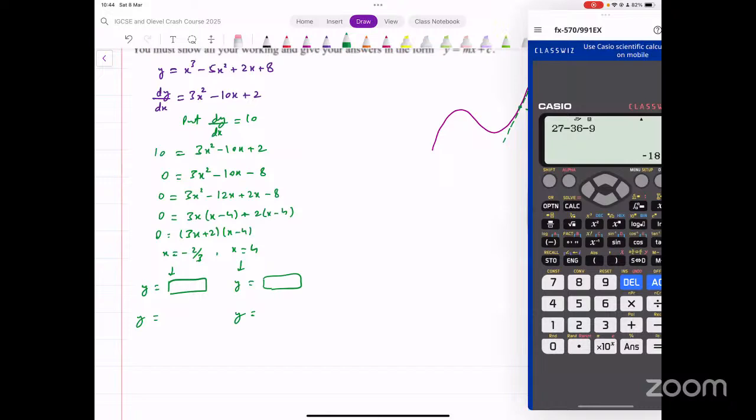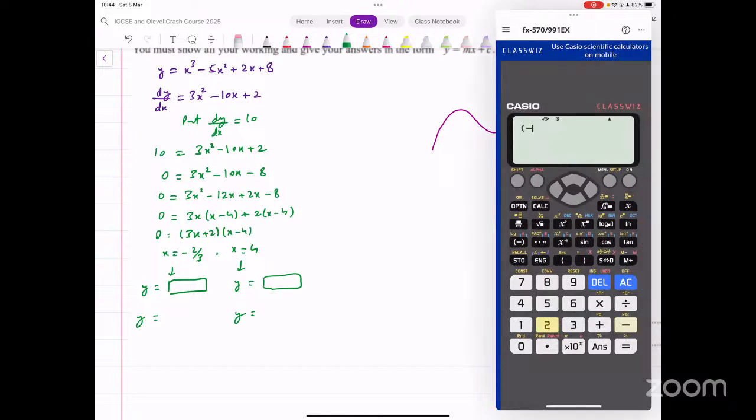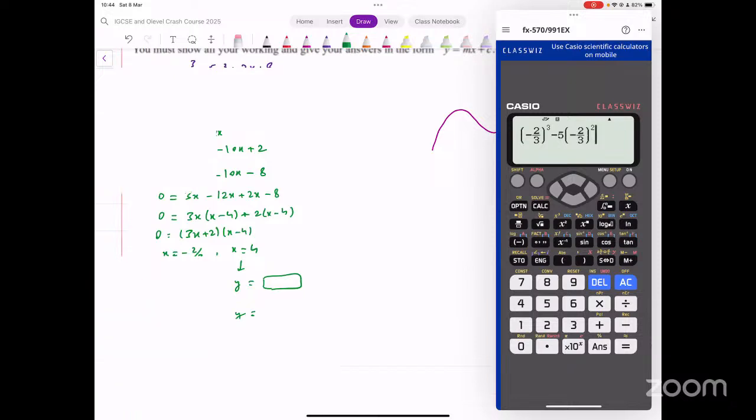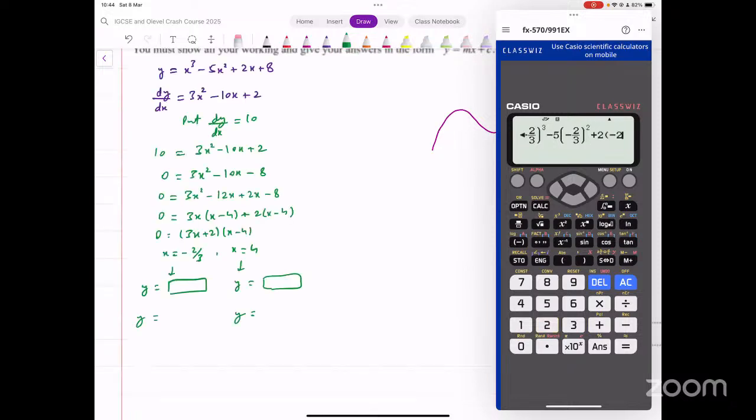Okay, let me do this directly on my calculator. Minus 2 over 3 whole cube, minus 5 times minus 2 over 3 whole squared, plus 2 into minus 2 over 3, plus 8. You will have to show this working. Okay, and now this turns out to be 112 over 27. That's the value that we're getting from this.